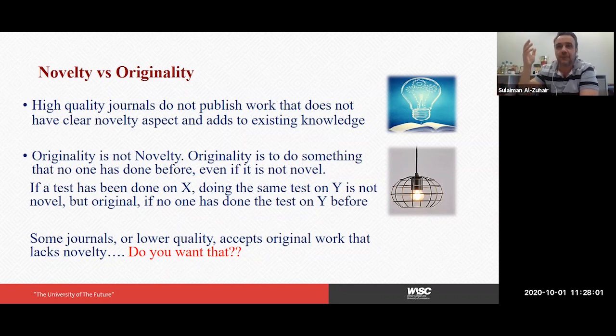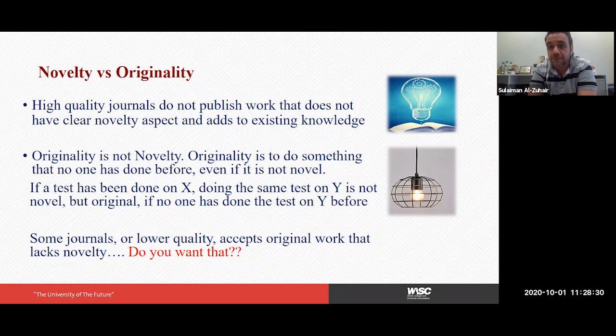So if, for example, people extracted oil from different seeds, and you say, okay, I want to extract it from another type of seed, which nobody has done, this is still original work, but it's not considered novel. Novel is something that you add to science, some new thing that has not existed before. And good journals demand that you have novelty in your work, not simply originality.